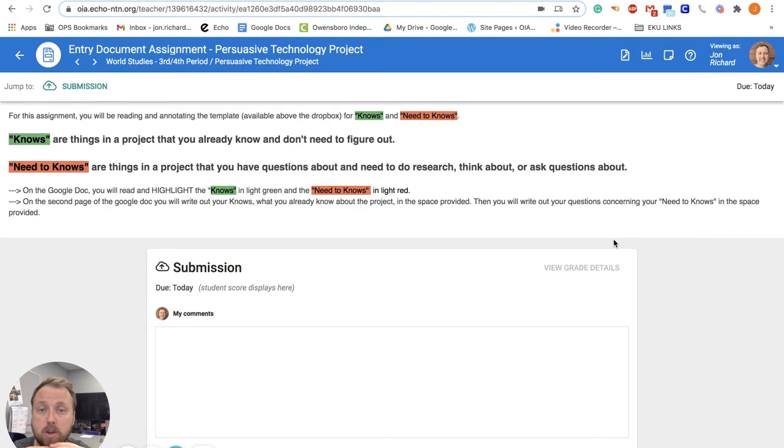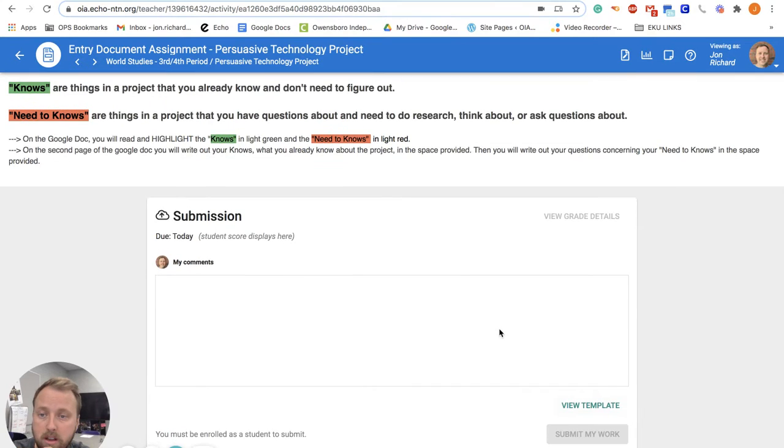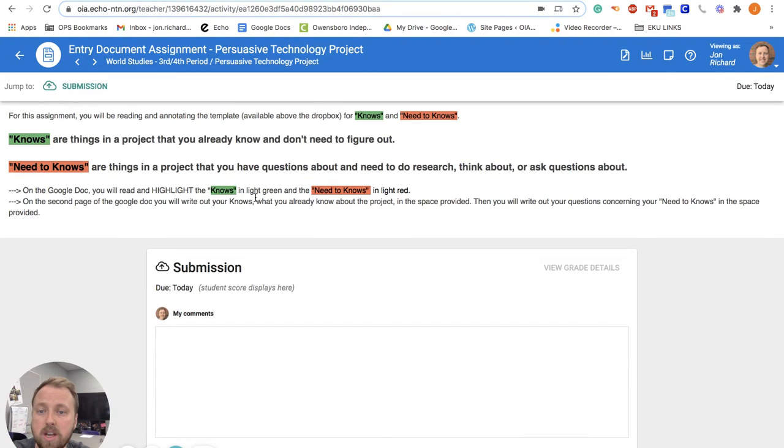So I need to see that you are able to take the concepts of knows and need to knows and be able to find those in the writing, okay? Knows are things in a project that you already know and don't need to figure out. So you're going to highlight those in green. We've done this before. And then you're going to highlight in red things in a project that you have a question about and need to do research on, think about, or ask questions about, okay? So on the Google Doc, that is the template down below, you're going to highlight the knows in light green and the need to knows in light red.